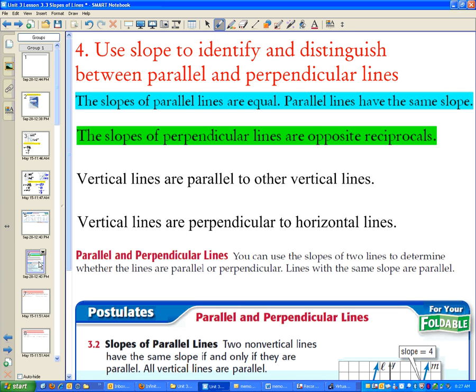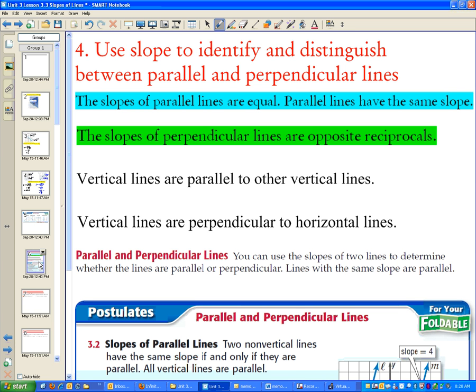Now, the term opposite reciprocals may be new to you. In math, opposites are numbers with opposite signs. 3 and negative 3 are opposites. 5 and negative 5 are opposites. 2/3 and negative 2/3 are opposites. So when we say they're opposite somethings, it means one of them's positive, one of them's negative. A reciprocal of a number used to be called the inverse. All right? You just flip it over.